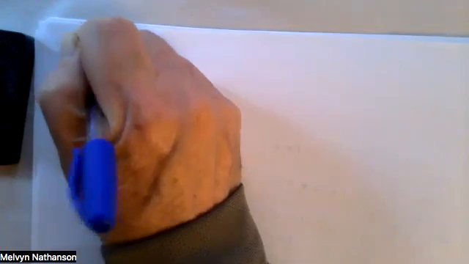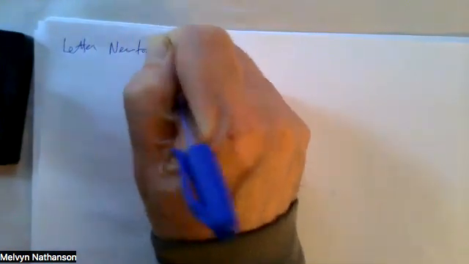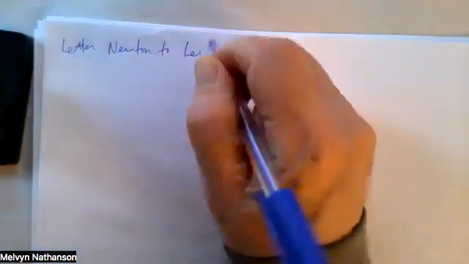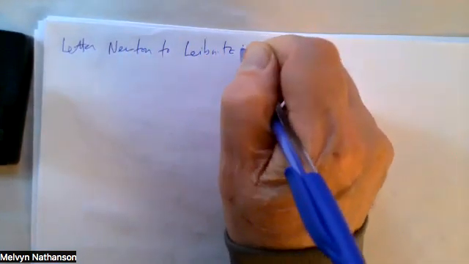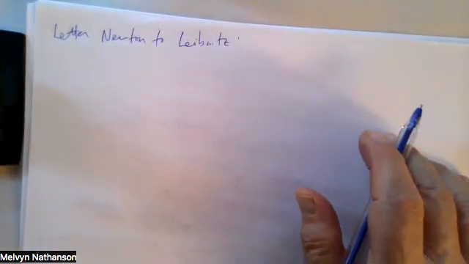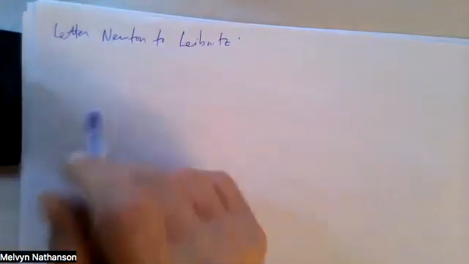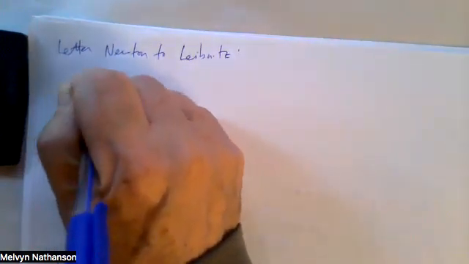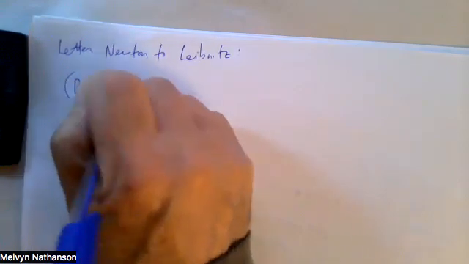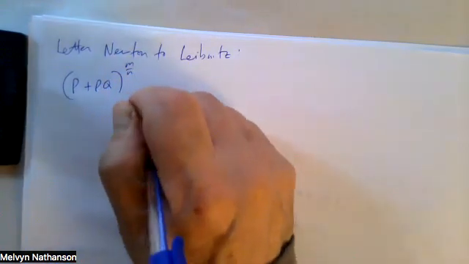So in a letter from Newton to a German, Newton was British, Leibniz was German, a contemporary and peer almost of Newton, Newton wrote this. This is what it looks like in the text. It's already translated into modern way of writing letters, but P plus PQ to the M over N.